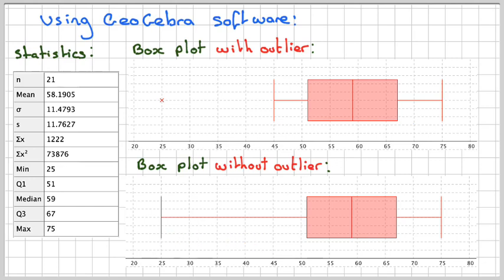Okay, so this has been quite a long video to show you how to use a stem and leaf plot to draw a box plot, find any outliers, and then also to calculate the mean and the standard deviation. So there's quite a lot covered there in the MEI statistics part of the A-level.